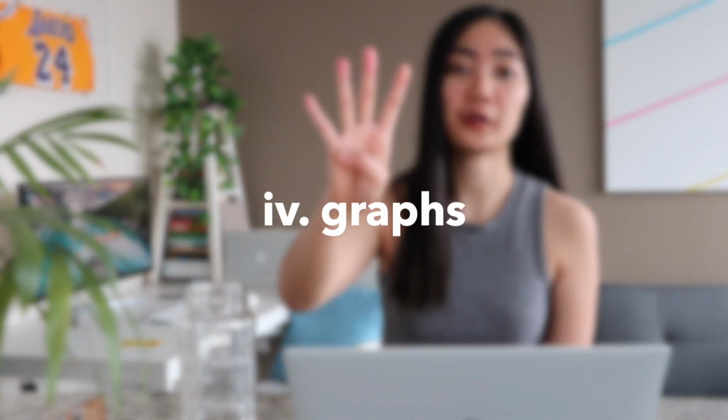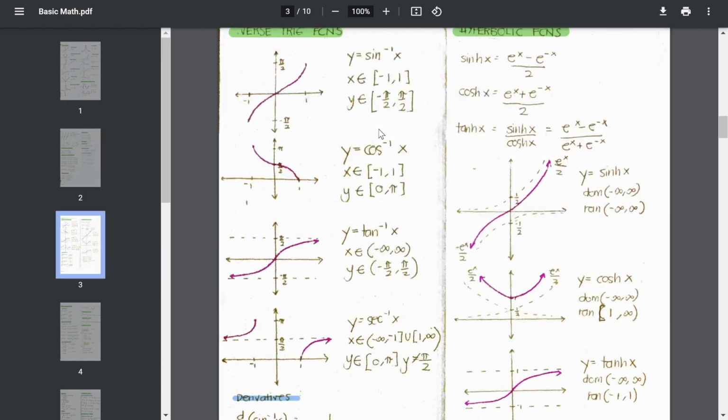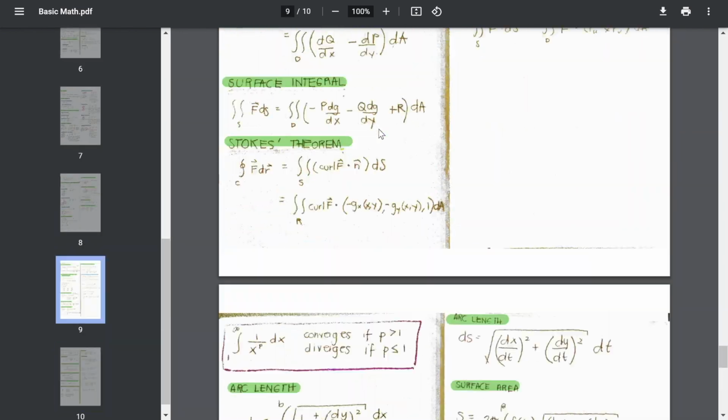Fourth type of notes are graphs. Throughout my years in university, I've accumulated this. This is where I wrote down trig identities, rules, notations, and graphs. You can see here I tried to make it colorful and fun, but why are graphs important? Because you can learn so much from the behavior of the function from the graph alone.